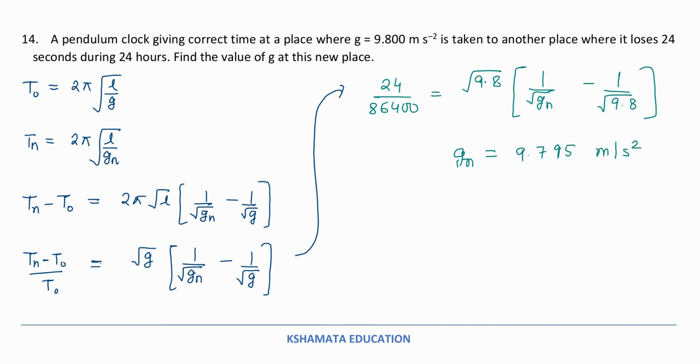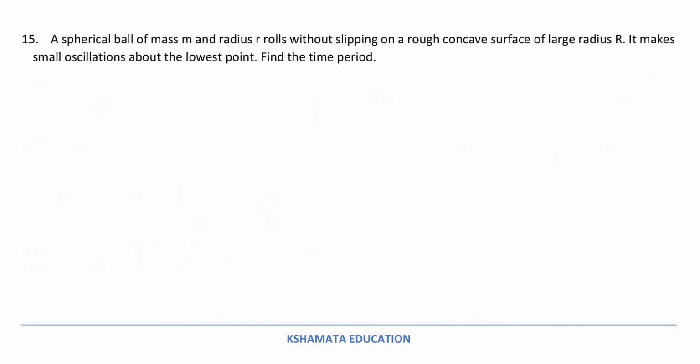So this is how we approach this kind of problem. The same concept is also used in the thermal expansion case, where the variation comes due to length, and we use the same type of formulation, that is the variation in time period by original time period, to calculate cases where the clock loses 24 seconds during 24 hours. Let us deal with the next problem, the last problem for the day.